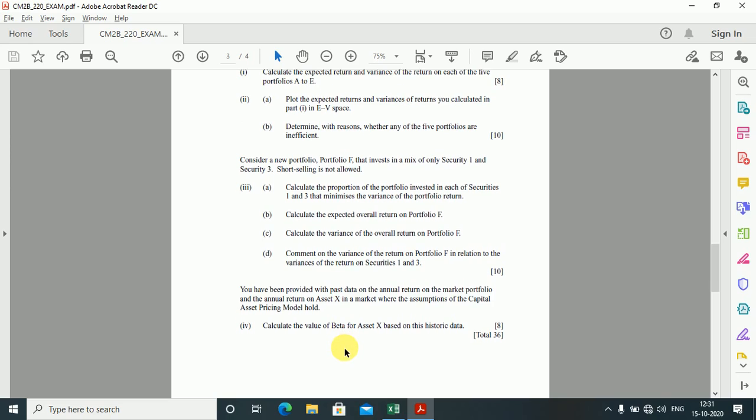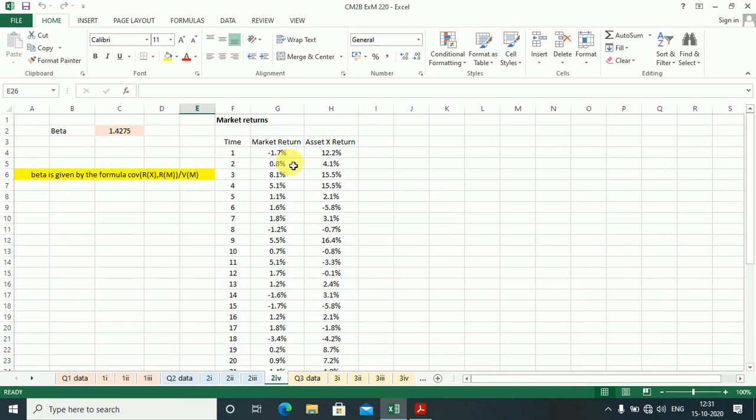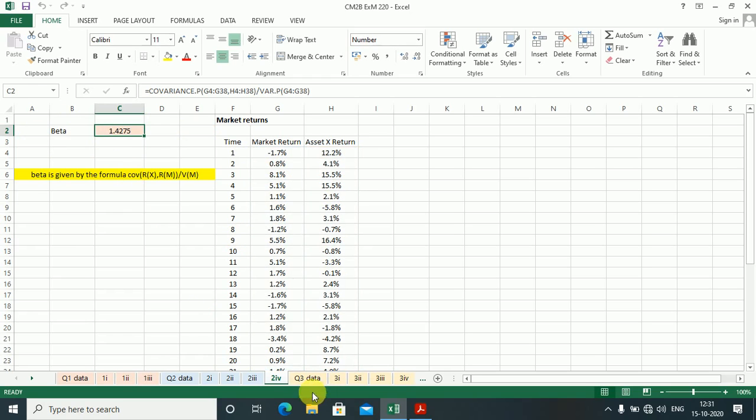You have also been provided with past data on the annual return on the market portfolio and the annual return on asset X, in a market where the assumptions of the capital asset pricing model hold. Calculate the value of beta for the asset X based on the historic data. So for the historic data, these are the two returns which have been given to you. We know the beta formula is the covariance of market and asset divided by the variance of the market. So that is the covariance of X and P by the variance of P, and we get a value of 1.43.